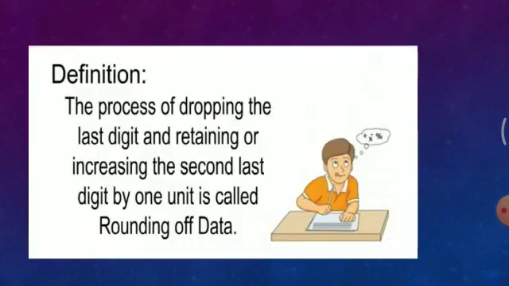The process of dropping the last digit and retaining or increasing the second last digit by 1 unit is called rounding off data. This is the definition.